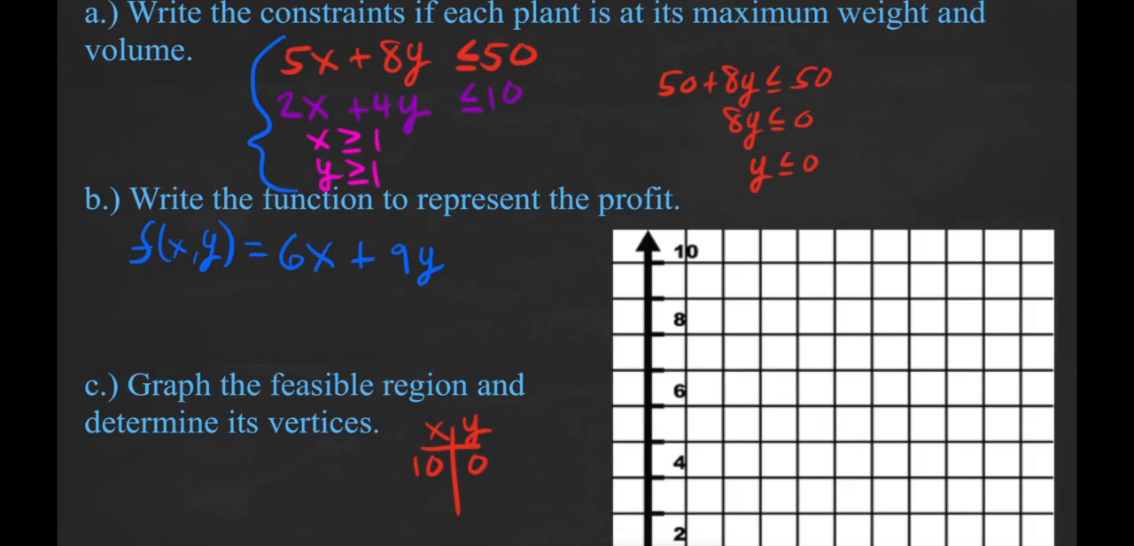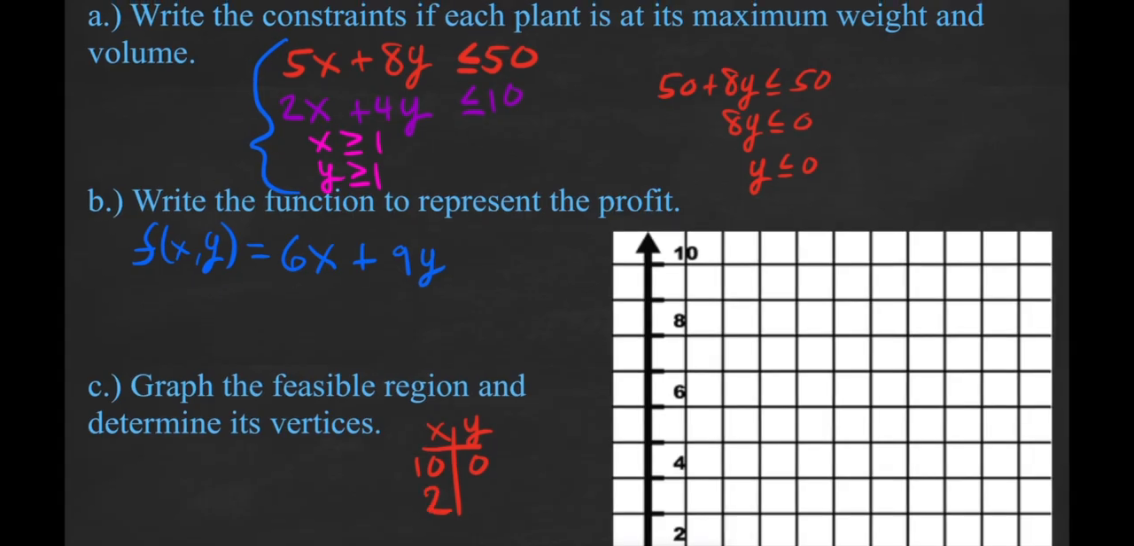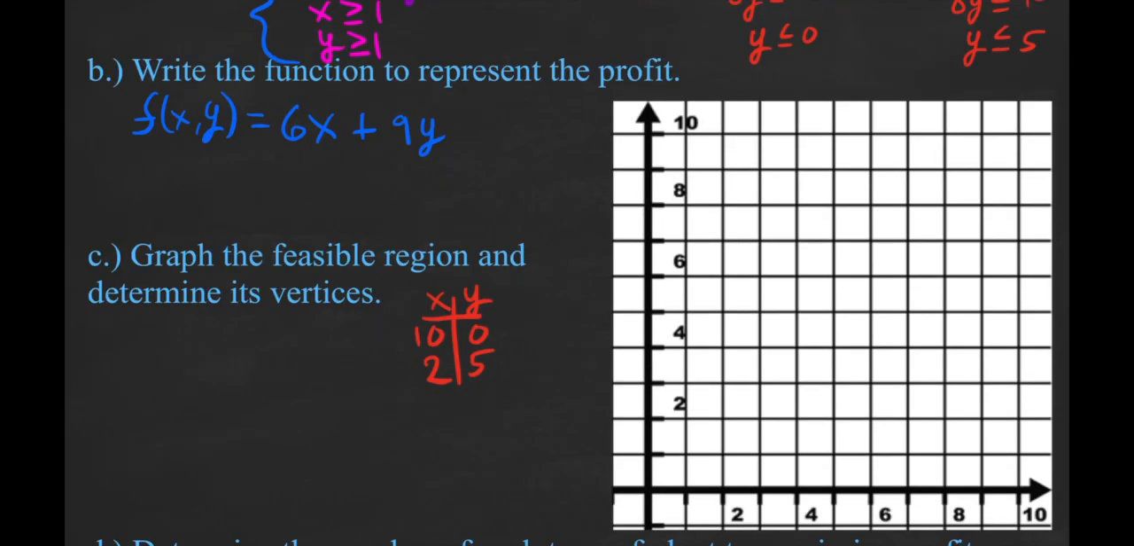Let's go ahead and choose another random point. The next value that we're going to choose is x equals 2. If x were 2, we end up with 10 plus 8y less than or equal to 50. Subtract by 10, we end up with 8y is less than or equal to 40. Divide by 8, so y is less than or equal to 5. So for our boundary's sake, y is going to be 5. So our graph would look like this.